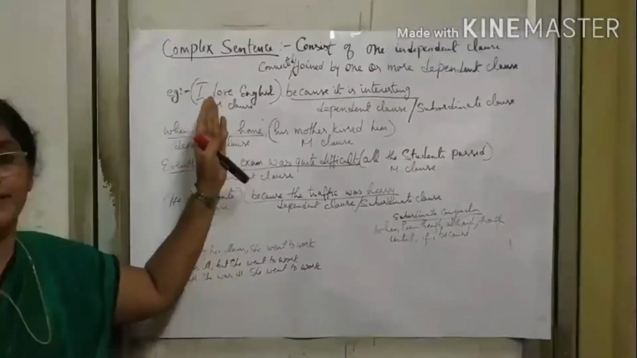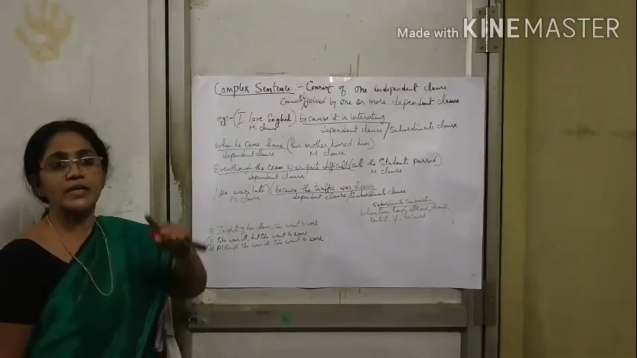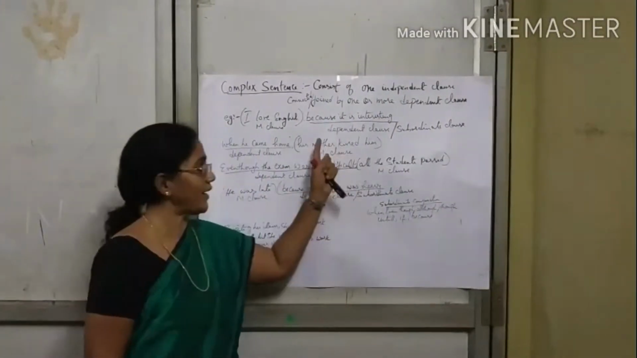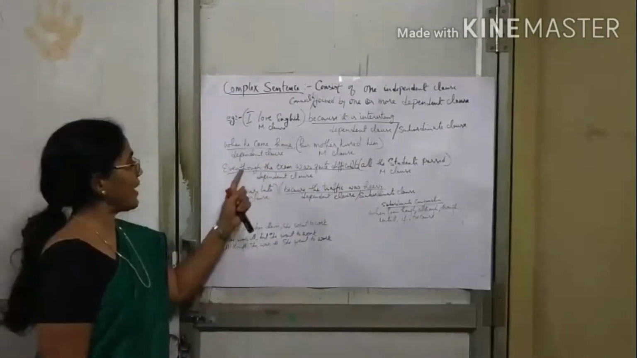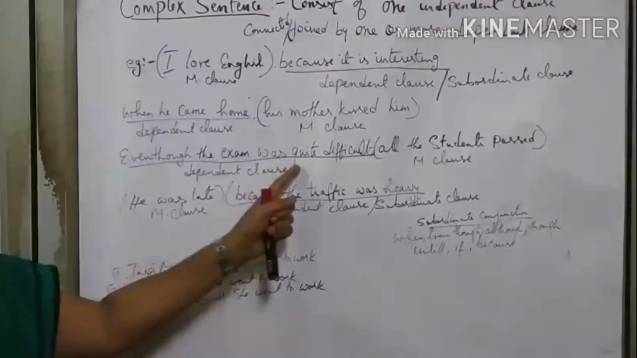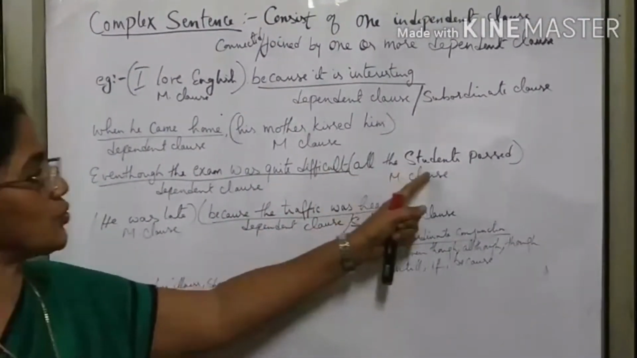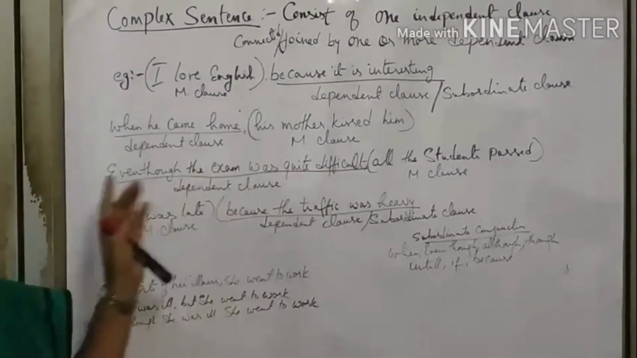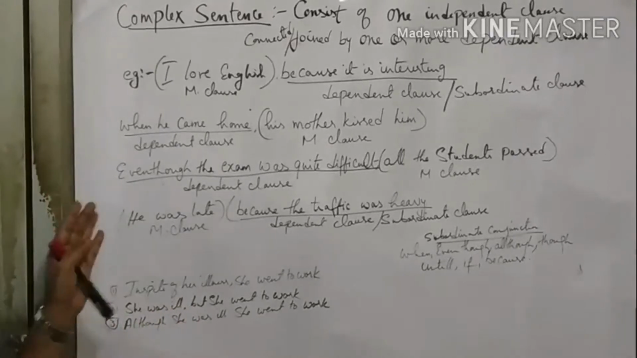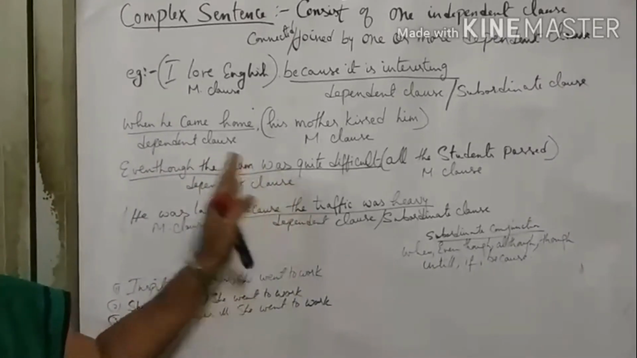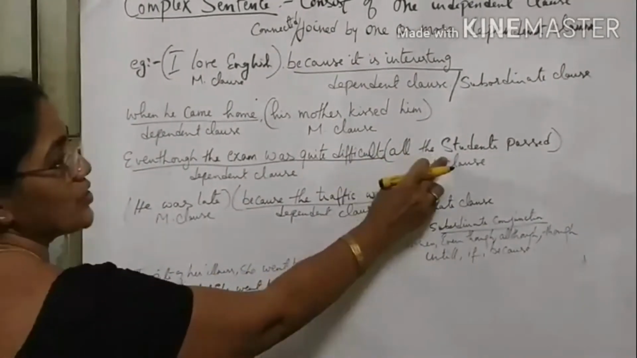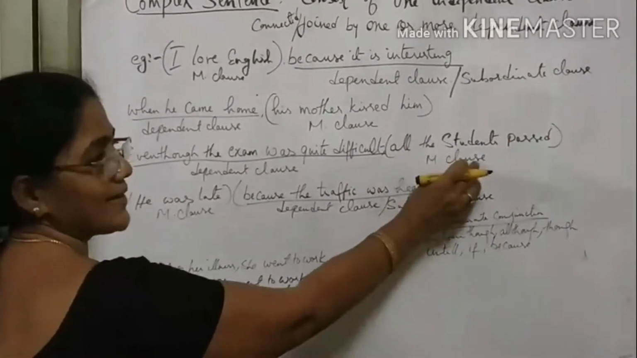So a complex sentence has one main clause followed, connected or joined by one or more subordinate clauses. Next example. Even though the exam was quite difficult, all the students passed. Even though the exam was quite difficult, does it give you a proper sense? No. It is a subordinate clause, dependent clause. So it is dependent on the main clause. All the students passed. This makes a complete sense, main clause.